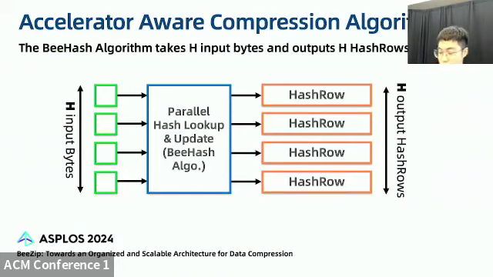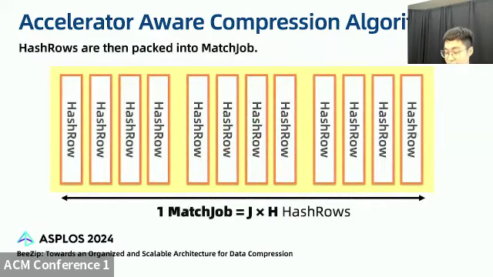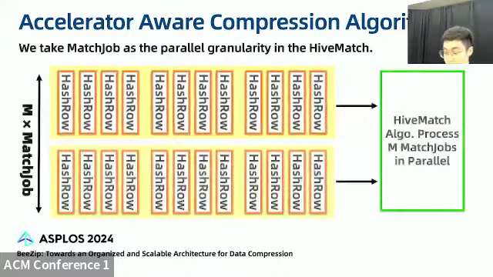We start our design with a new algorithm. The first stage, parallel hash access, is no different from the way it used to be. H bytes in, H rows out. Just for the convenience of the later discussion, we named it B-hash. Then things get interesting. Instead of directly assigning several match PEs to each hash row, we pack multiple hash rows into a match job in the sequence of outputs. Next, we take match jobs as our parallel granularity. The half match part of the algorithm takes multiple match jobs in parallel.